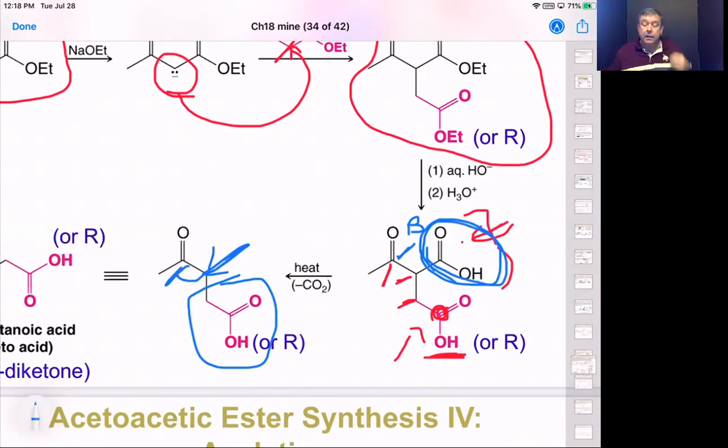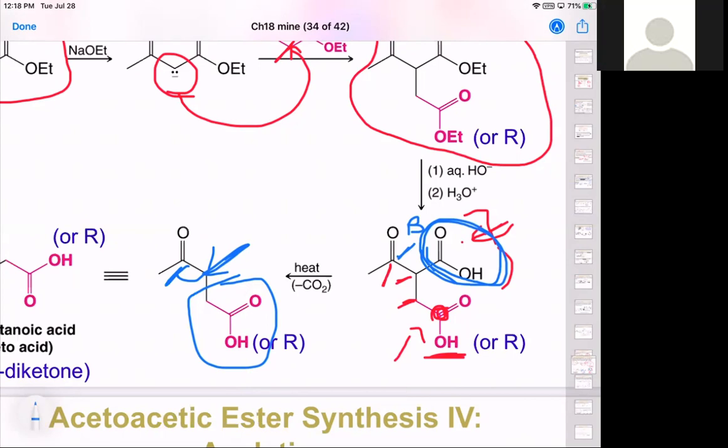So if you have two different carboxylic acids that are near that ketone, make sure that it is in that beta position. Yes, there was a hand up.